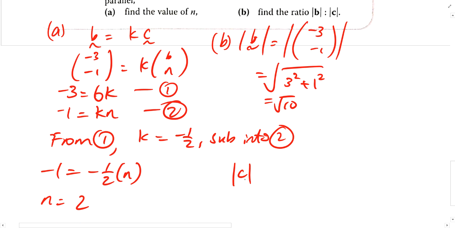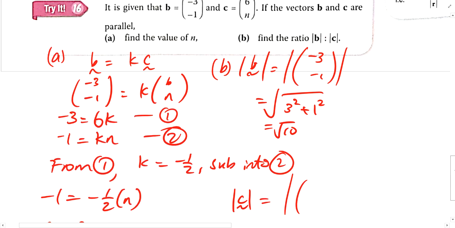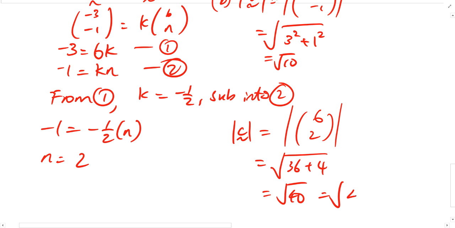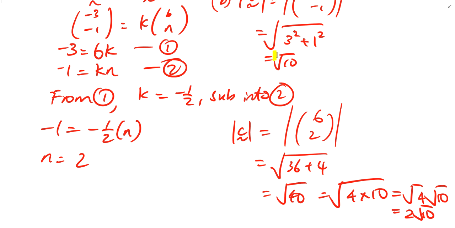Next, magnitude of C. What is the vector? 6 and n. Okay, 6 and 2. This will give us square root of 36 plus 4, which is square root 40, which is square root of 4 times 10, which is square root 4 times square root 10, which is 2 square root 10. So square root 10 versus 2 square root 10. The ratio must be 1:2.